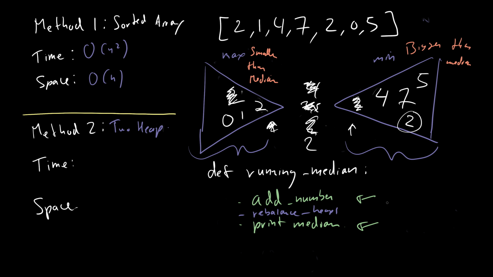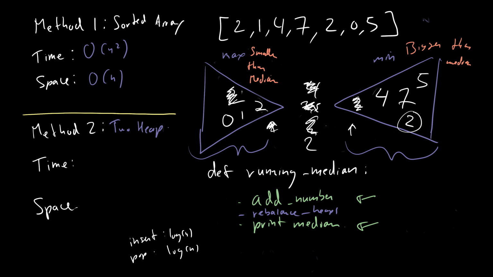Well, to add the number, what you have to do is, well, actually, let me talk about heaps. So heaps, when you insert into a heap, it's log of n. When you pop, it's also log of n, because you kind of have to rebalance, right? Let me double check.